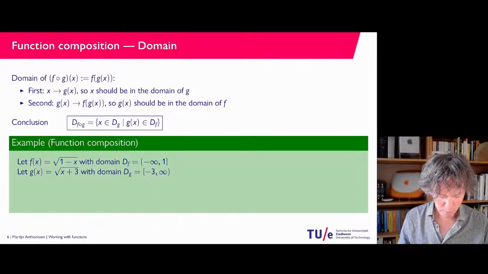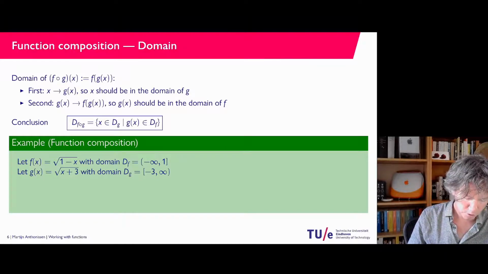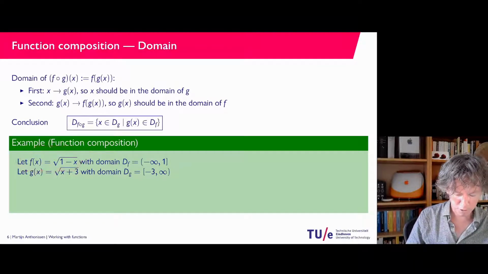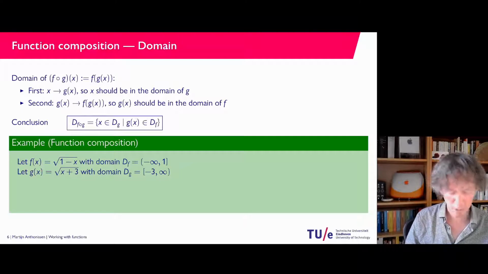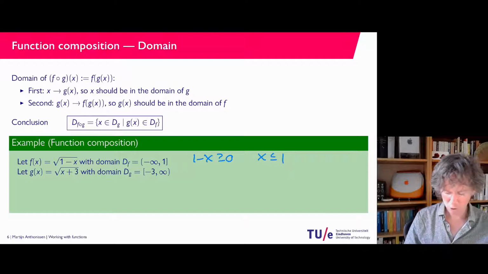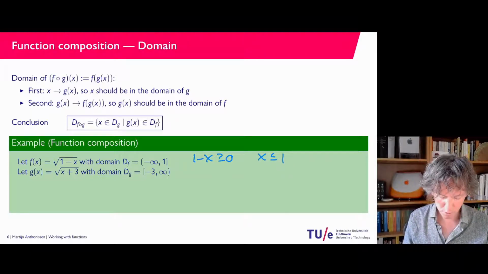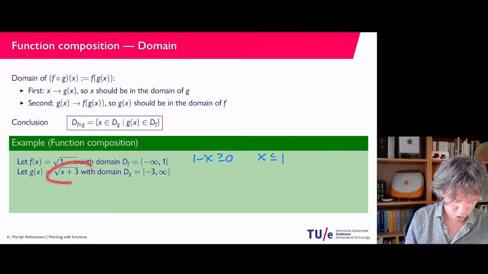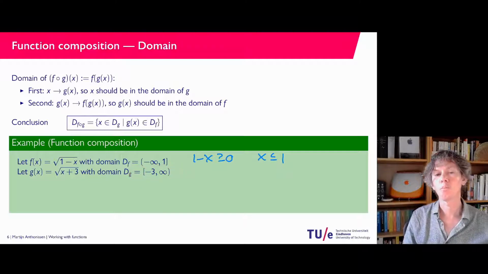So let's say that we take the function f of x as the square root of 1 minus x. And you can immediately see the domain. The domain is those x values for which 1 minus x is non-negative. So 1 minus x should be larger or equal 0. So that means that x should be less or equal 1. So from minus infinity up to 1, 1 is included. Then similarly for g, square root of x plus 3. So the x values can be minus 3 or bigger.